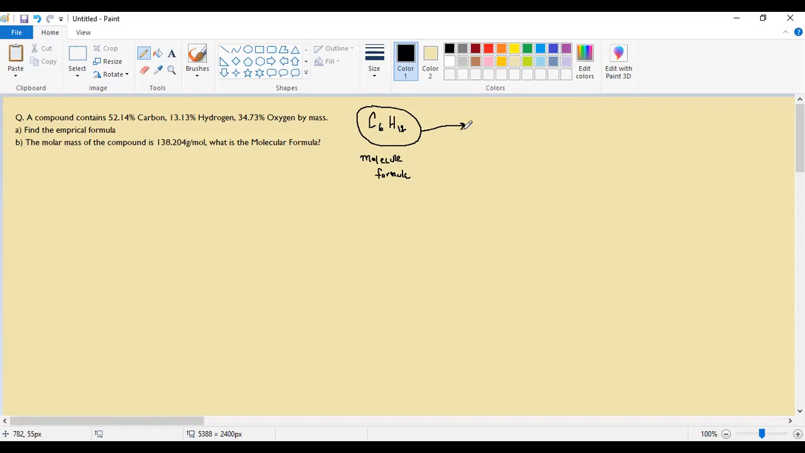the empirical formula is actually a reduced version of the ratio of atoms of the molecular formula. So what I mean by this is if you were to look at the ratio of atoms in this particular molecule, you could say that for every 6 carbon atoms, right, you have 12 hydrogen atoms. And you would need this to sustain this particular molecule.